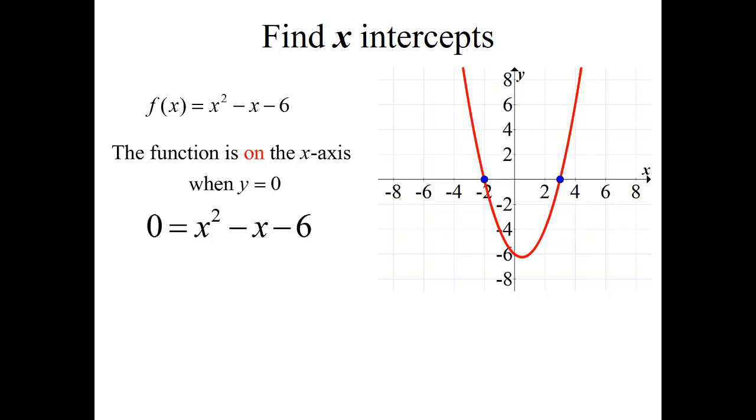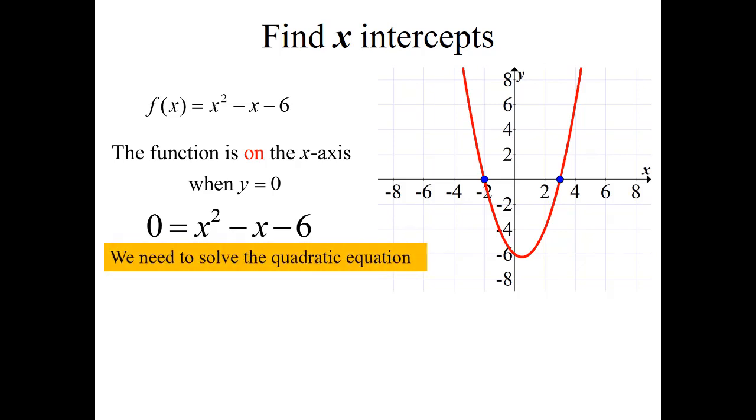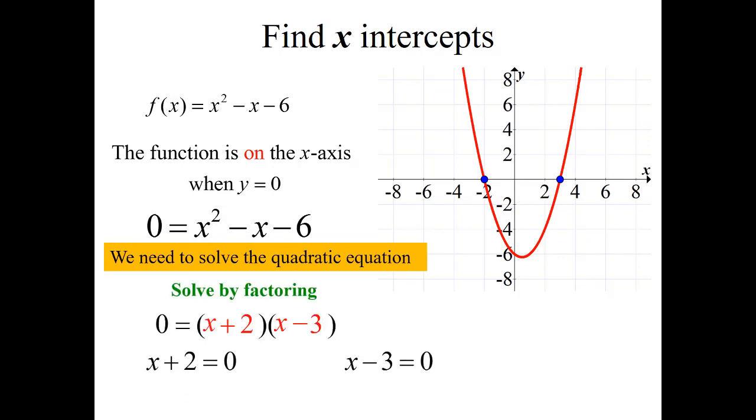We learned that back in beginning algebra. Either factor or use the quadratic formula. We can factor this one quite easily. We set each factor equal to 0, and we get the two x-intercepts.